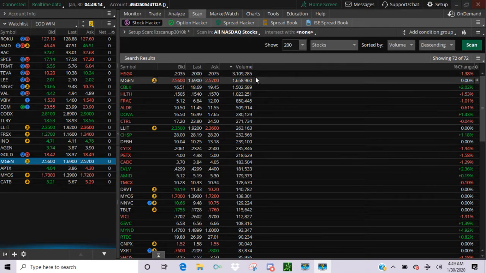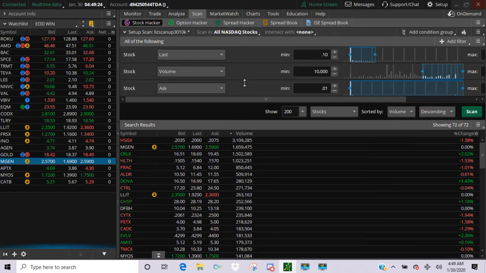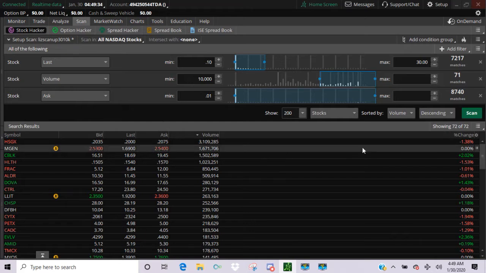So I'm in my Thinkorswim platform and I'm in my scanner, and right here I'll open up my scanner settings. Let's see if I can get this. There we go. As you can see, I start with 10 cents to whatever. There we go. So here we're opened up, and this is my settings. This is how I scan during the morning.